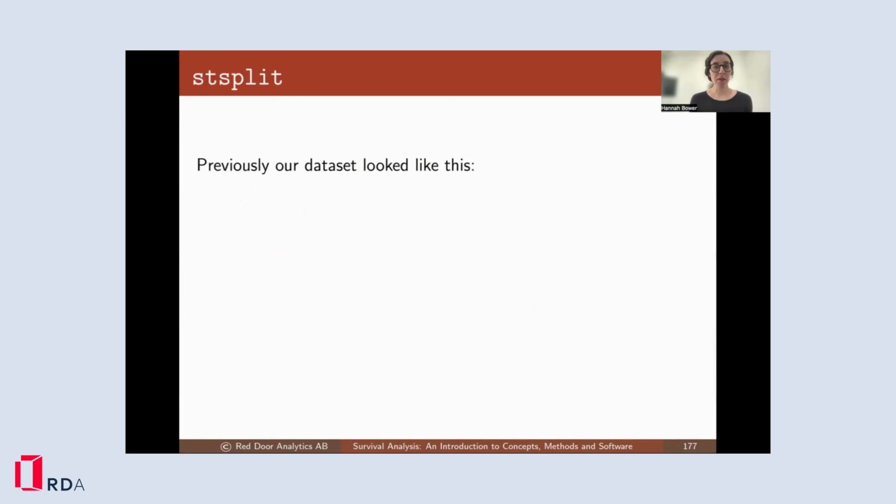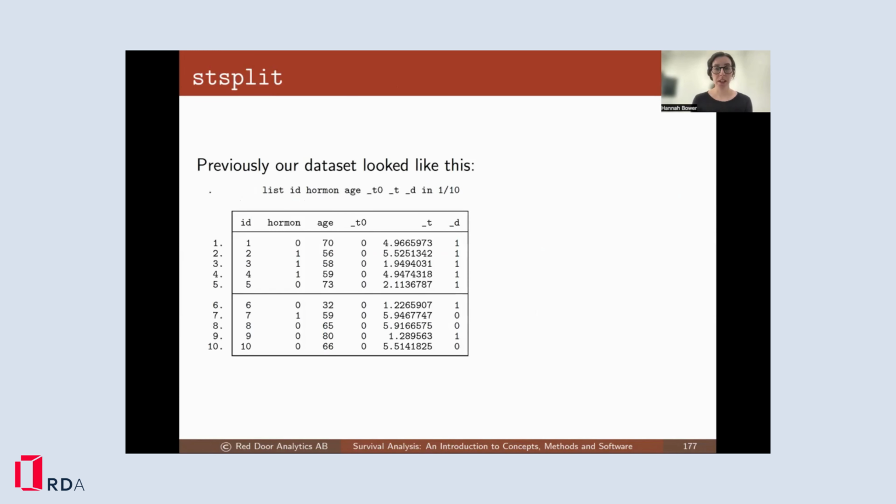So we've been through this before, but let's just go over this again, just so you're sure about what our data set looks like when we use st-split. So previously, our data set has looked something like this. If we just list some of our variables in our data set for the first 10 observations, we would see something that looks like this, where we have ID variables 1 to 10, indicating that the first 10 observations are for unique individuals. And we follow individuals from _T0, which is created in the st-set command earlier on that we presented.